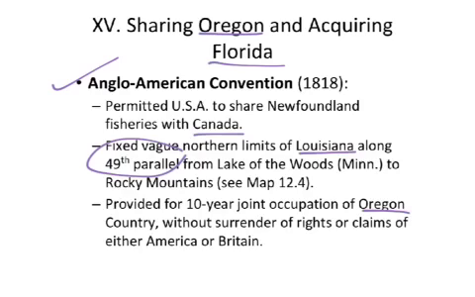At the Anglo-American Convention in 1818, the United States was permitted to share Newfoundland fisheries with Canada. It also fixed a vague northern limit of Louisiana along the 49th parallel from the Lake of the Woods in Minnesota to the Rocky Mountains, and provided for a 10-year joint occupation of the Oregon country without surrender of rights or claims of either Britain or America.